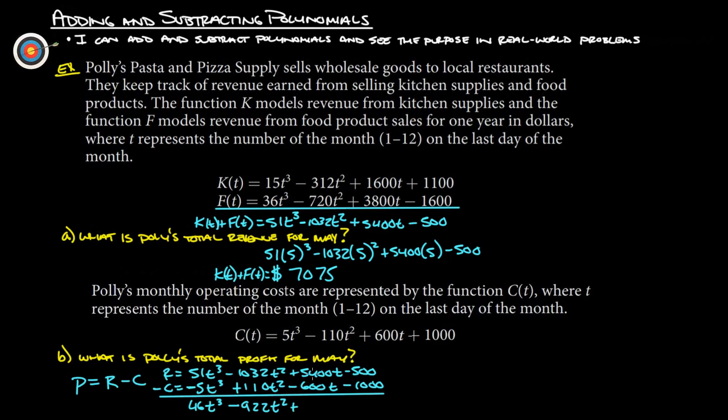Keep the sign of the bigger one, which is 5400 minus 600, is 4800t, and then negative 500 and negative 1000 is negative 1500. So now, this is our profit, right? We're going to plug in 5 for all of our t's here to figure out what the total profit is for May. So profit for May is going to be 46 times 5 cubed minus 922 times 5 squared plus 4800 times 5 minus 1500.